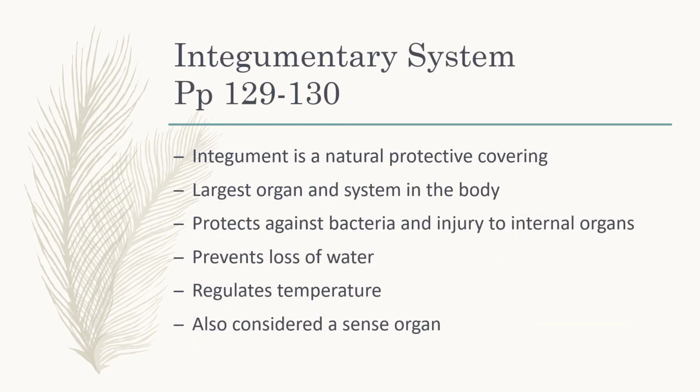Integumentary system is the first one on our list. It's going to be your skin system. So your integument is the natural protective coating. It's the largest organ and system in your body. It protects against bacteria and injury to the internal organs. It prevents loss of water, regulates the temperature, and it's also considered a sense organ.